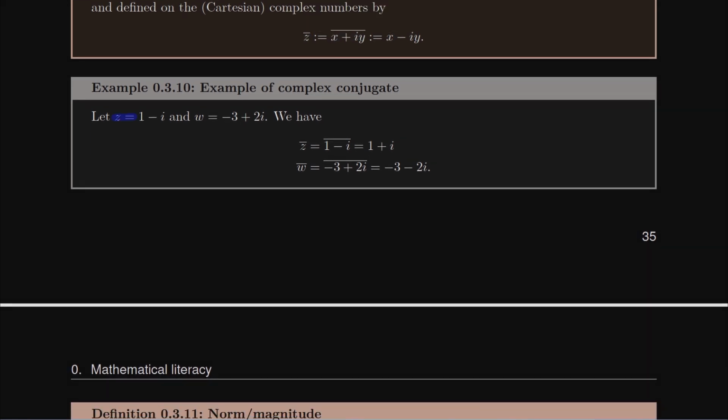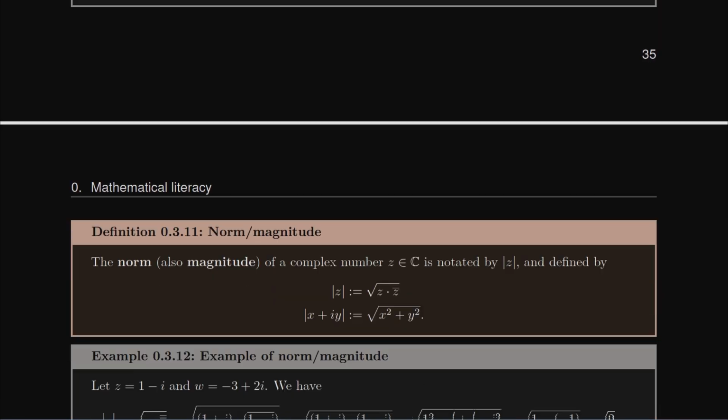It's fairly straightforward. Let z be 1 minus i, and w, which is often the second complex variable if we're going to work with two of them, be -3 plus 2i. If I take the conjugate of 1 minus i, I'm just going to take this i and make it negative, so I really have 1 minus -i, which will be 1 plus i. And then in w, we can do something similar: I look at that positive 2i on the end, and I'm going to make that negative. That's all the complex conjugate does.